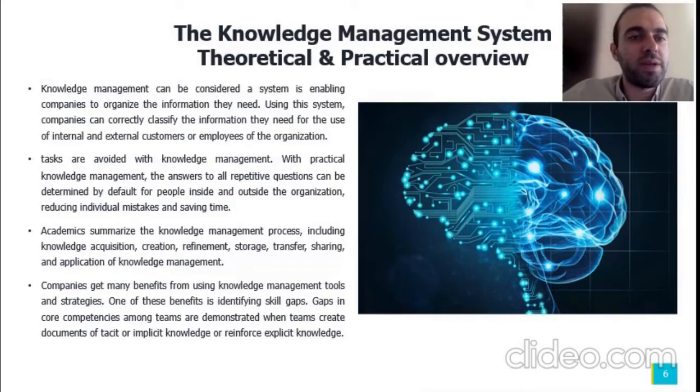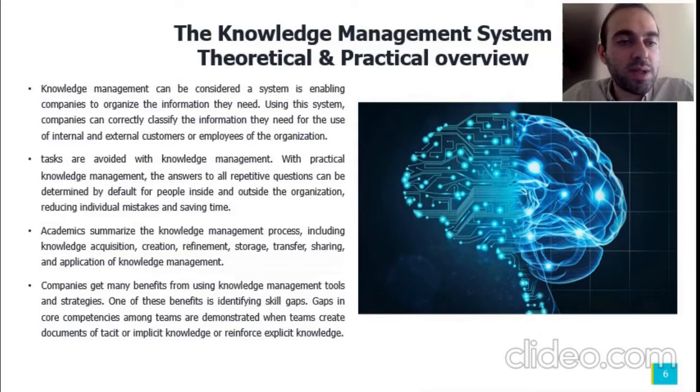Knowledge management can be considered a system enabling companies to organize the information they need. Using this system, companies can correctly classify the information they need for the use of internal and external customers or employees of the organization. Repetitive tasks are avoided with knowledge management. With practical knowledge management, the answer to all prospective questions can be determined by default for people inside and outside the organization, reducing individual mistakes and saving time.